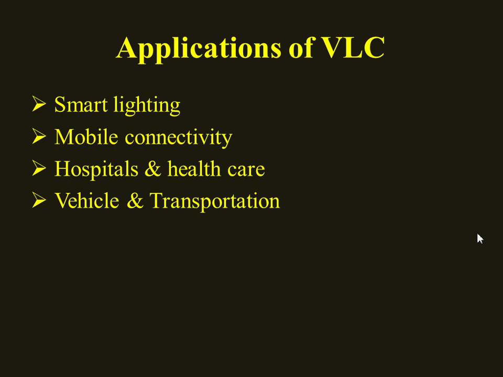The applications of visible light communication. Smart lighting. Smart buildings require smart lighting. Smart lighting with visible light communication provides infrastructure for illumination, control, and communication, and energy consumption in buildings is reduced. Mobile connectivity. By pointing a visible light at another device, we can create a high-speed data link, and it provides a much higher data rate than Wi-Fi and Bluetooth.